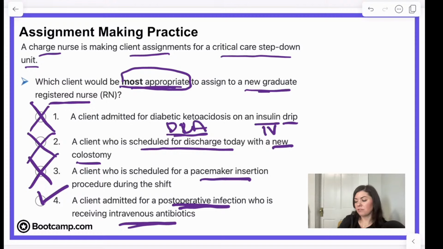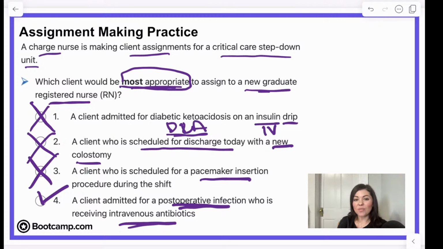So a client admitted for a post-operative infection who is receiving IV antibiotics, who has tachycardia, hypotension, and an elevated lactic acid level. This is just a bonus question because you guys are doing so well. I want to try to challenge y'all just a little bit. If you have a client that has an infection with tachycardia, hypotension, and an elevated lactic acid level, what is going on? What do you think they are experiencing? What condition?